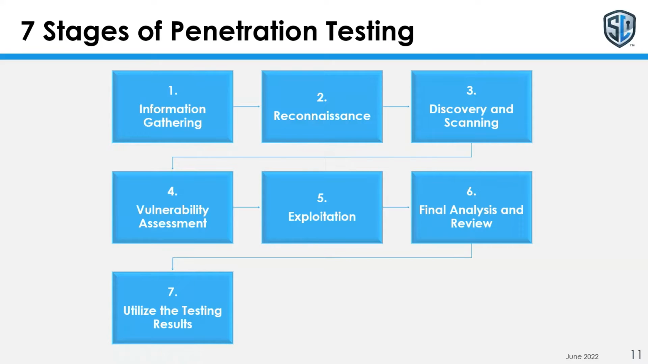Oftentimes information gathering, in the way that it's laid out here in these 7 steps, is seen as passive information gathering. So really before touching the environment in question, whatever's in scope, you're doing online research. You're trying to figure out what can I find out that's publicly available, passively, without touching the environment? That's usually what phase 1 is, and that's the difference between phase 1 and phase 2.